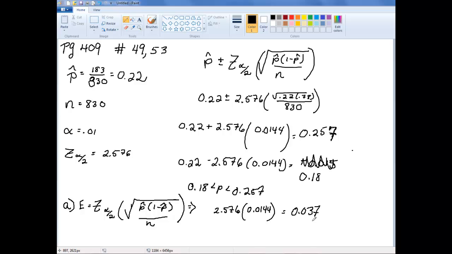And that gives us a margin of error of 0.037, or 3.7%. And B is asking us to determine whether the conditions are met for constructing a confidence interval for p. I'm looking at the wrong question. Explain what this value for the margin of error means. And, well, that just means we're off of p by 3.7%.